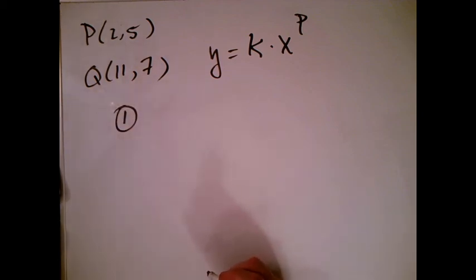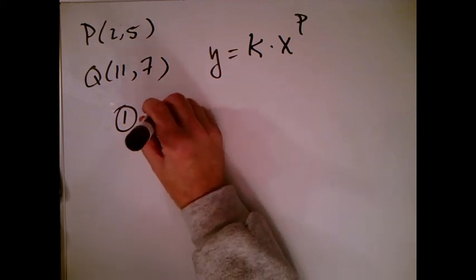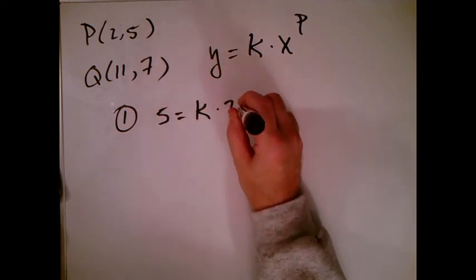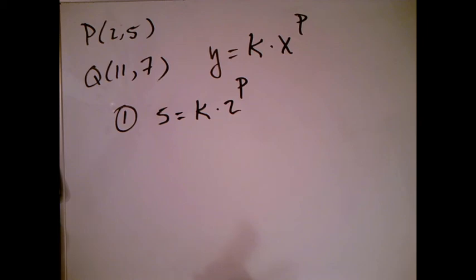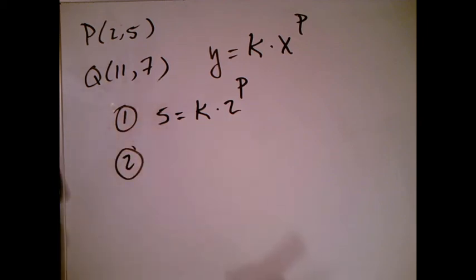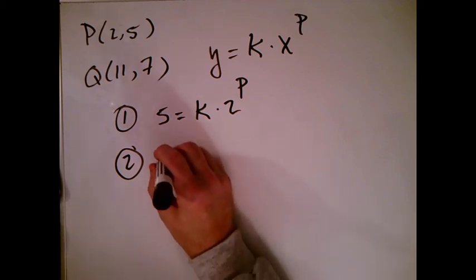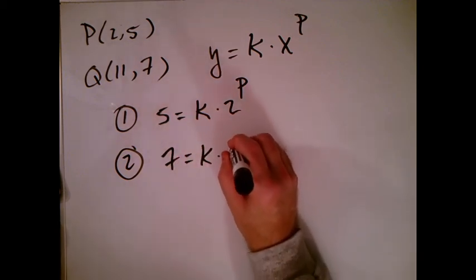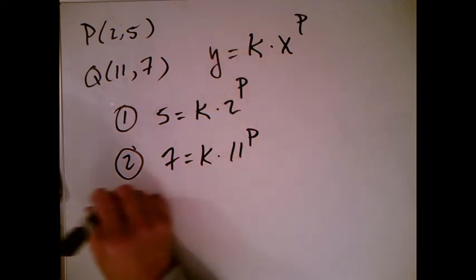What does it mean for (2, 5) to be on there? It means when I plug in 5 for y and 2 for x, it works. So I plug in 5 for y and 2 for x, and I get that. Okay, so far so good. I also know that (11, 7) is supposed to work. Well, that means if I put in 7 for y and 11 for x, it's supposed to work. So I put in 7 for y and 11 for x, and I get that.